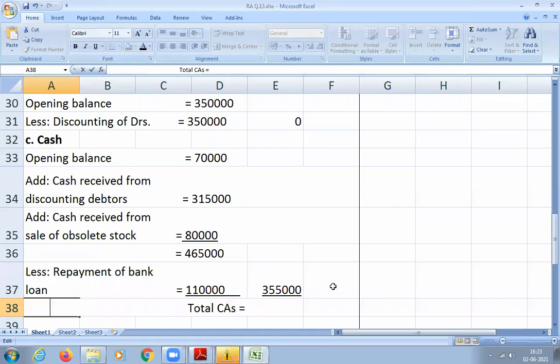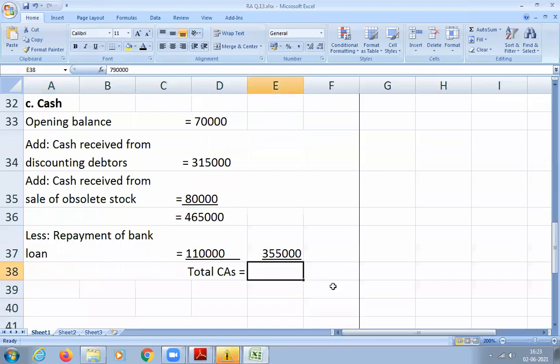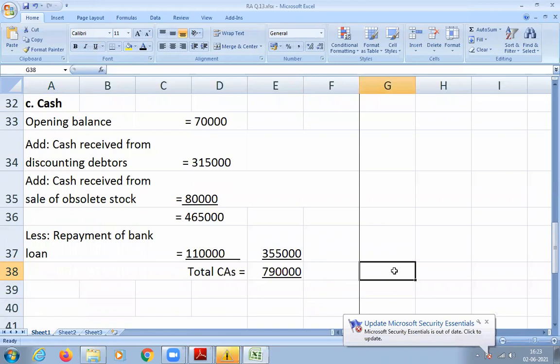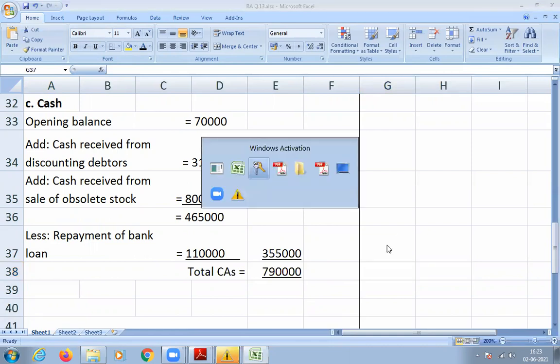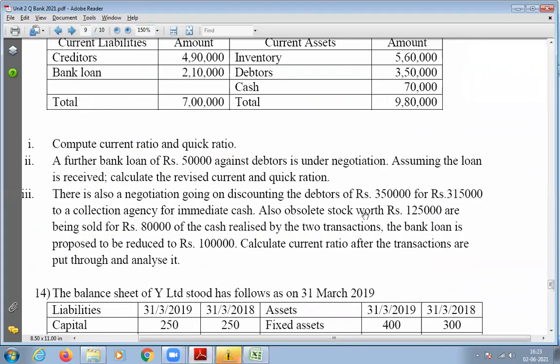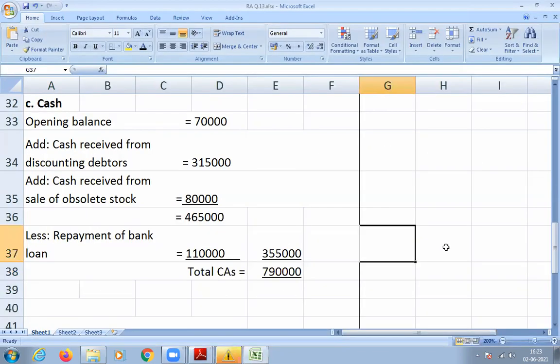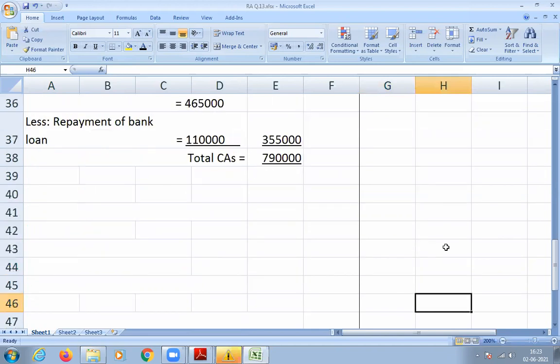That is 3.55 lakhs plus inventory. How much do we have? 4,35,000. So how much will remain? 7,90,000. So is it reduced or increased current assets? Reduced, sir. Earlier, how much did we have? Earlier we had 9,80,000, reduced to 7,90,000. Anyway, we cannot comment anything now. Only after calculating the ratio can we come to know.